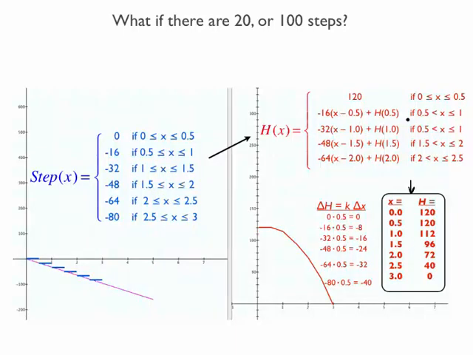Okay, what if we used a lot more steps? If I used 20 steps or 100 steps? What would be the result of that? What would be the consequences of that? What's that? More precise or less precise? Or more accurate, I should say, more accurate or less accurate? It's going to be more accurate.